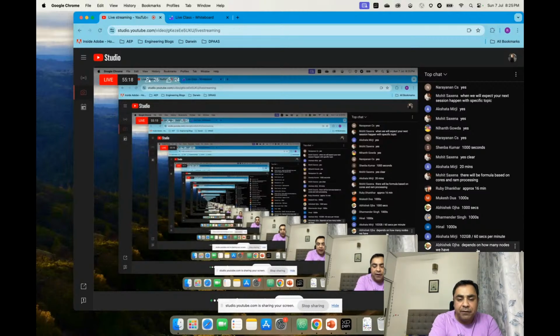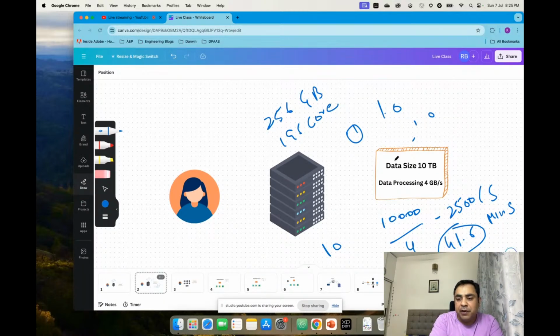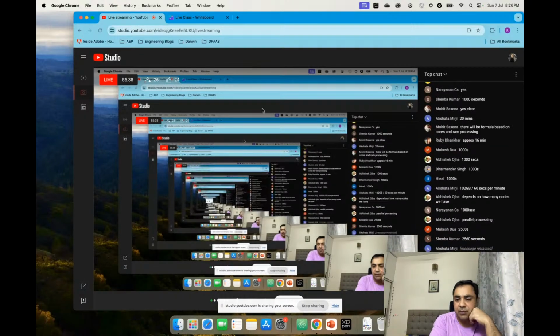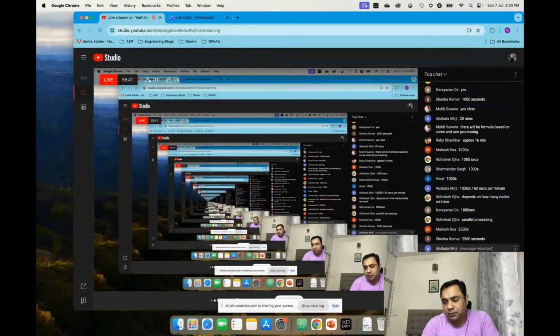I'm repeating, what I've done is, so far we were able to solve this problem, but now I have added a few constraints. I don't want my system to give me the result in 41 seconds just for 10 terabytes of data. And the other thing is, instead of, let's say, 1 year, we have to process the last 10 years. Then what should we do?